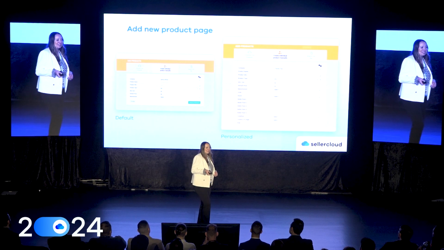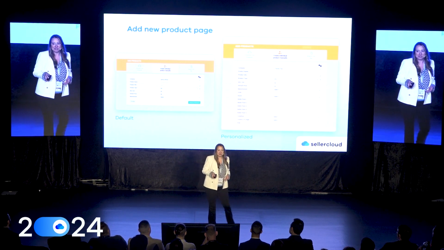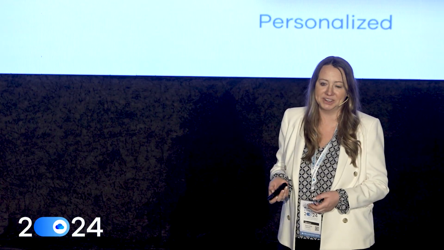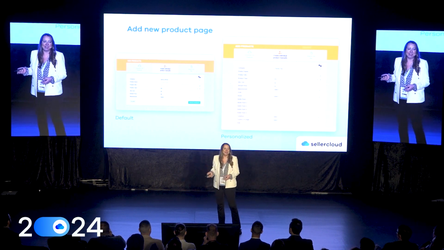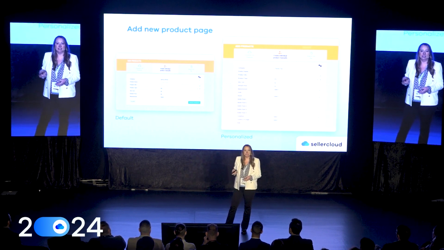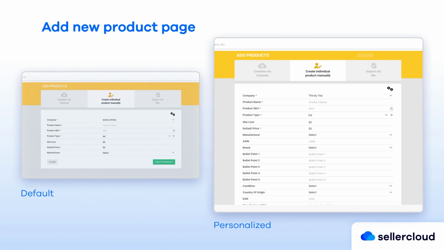Now, in order to do this, we tried to make it as simple as possible. You're going to need your product in Sellercloud. So you can either create a new product from your Manage Catalog page. Hopefully, we're all familiar with this page by now. But I do want to highlight a little tip would be to click the gear icons on the top right, and that's when you'll get this personalized page.